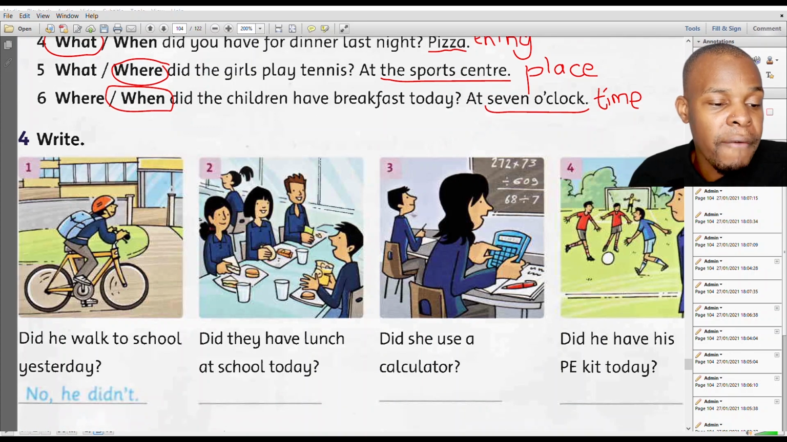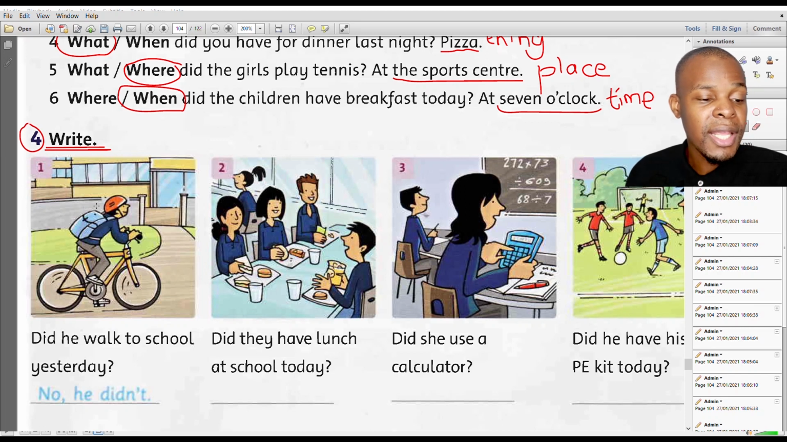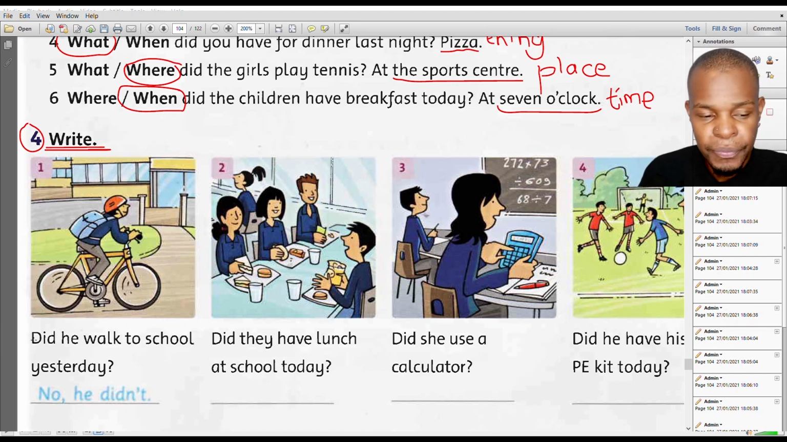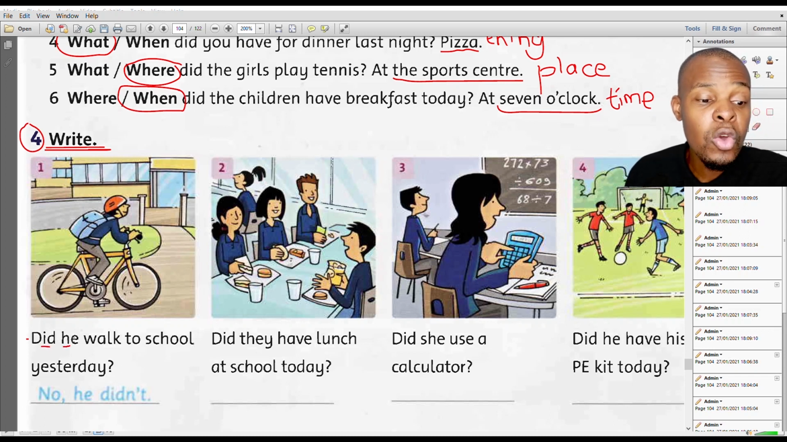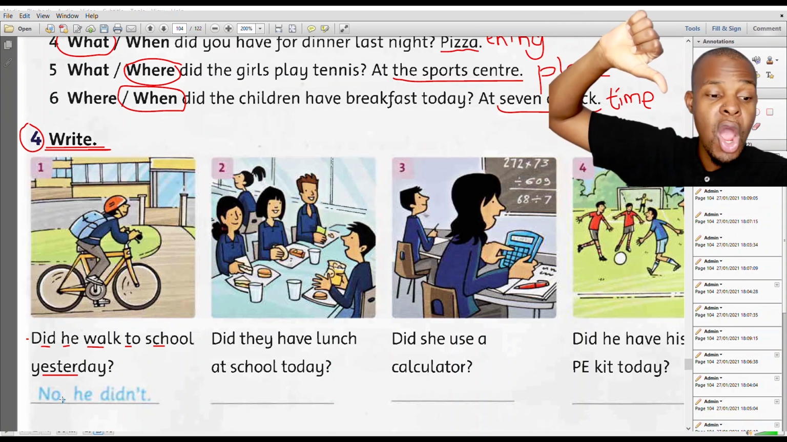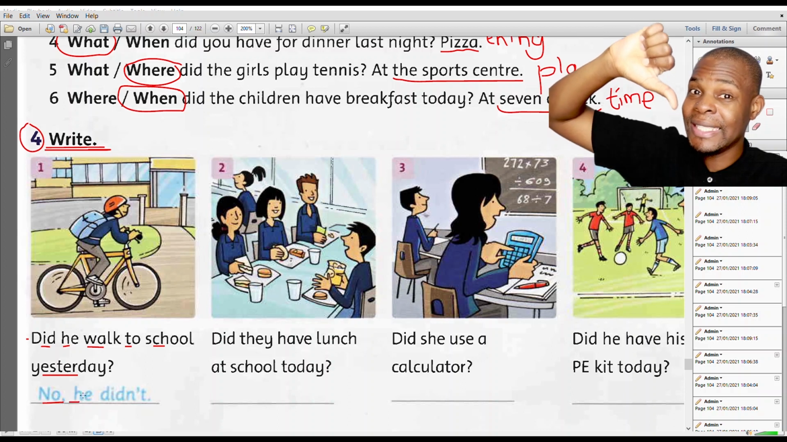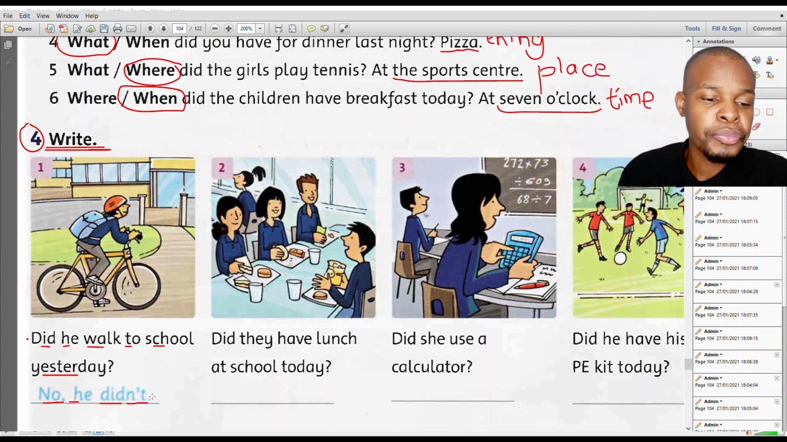So let's look at part 4. Now we have to write the answers. So let's read number 1 together. All right, 1, 2, 3. Did he walk to school yesterday? No, he didn't.